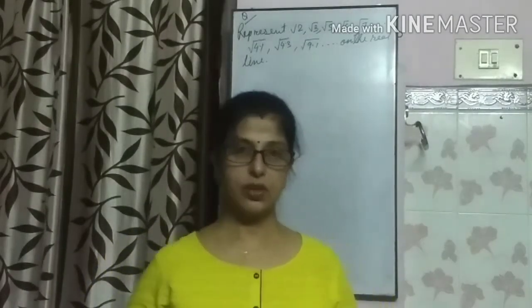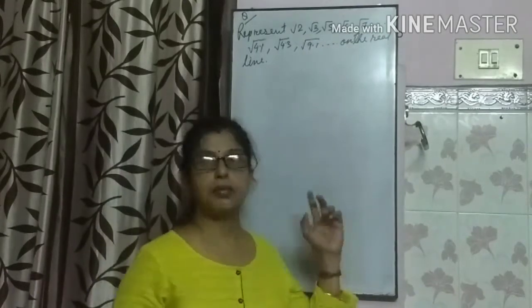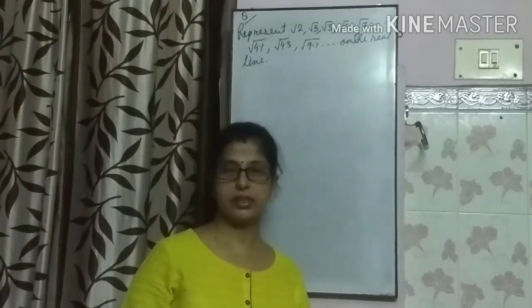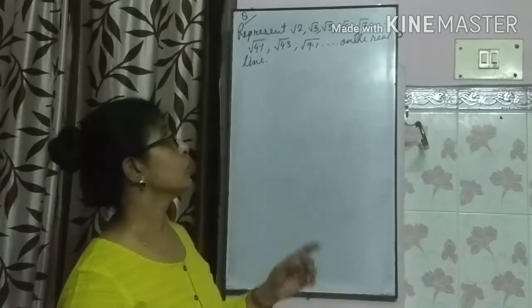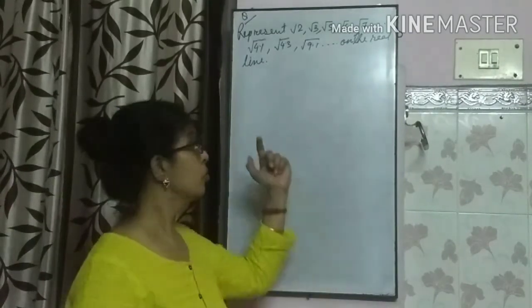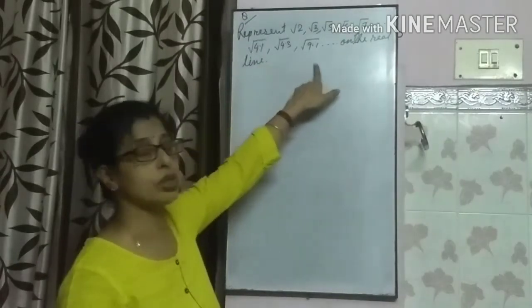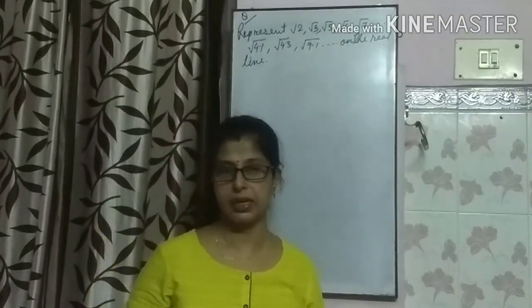Today I'll be teaching you how to represent some irrational numbers on the number line. The irrational numbers like root 2, root 3, root 5, root 6, root 7. Moreover, these are also irrational numbers. How to represent them on the number line.